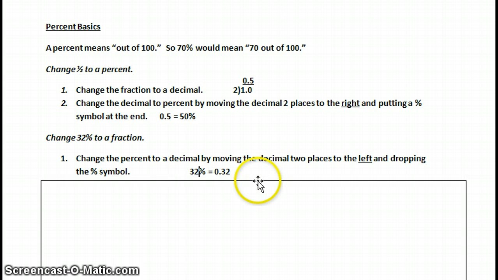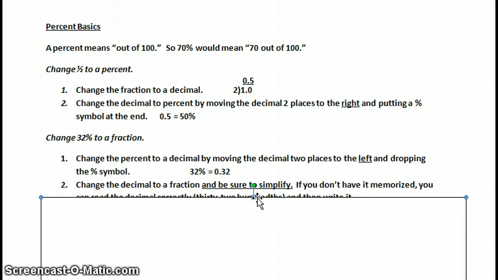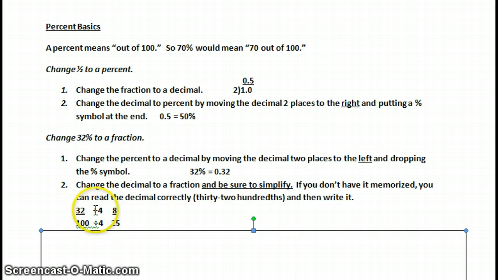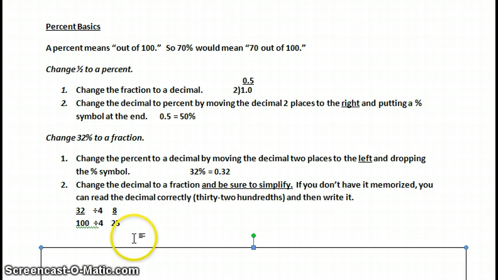Now, the next step I would do is change that into a fraction by calling it 32 over 100. If I read this correctly, I can say that's 32 hundredths. And then I would have to simplify it. I would divide both by 4, and I would get 8 25ths. The most common mistake here is not simplifying, so make sure you simplify.